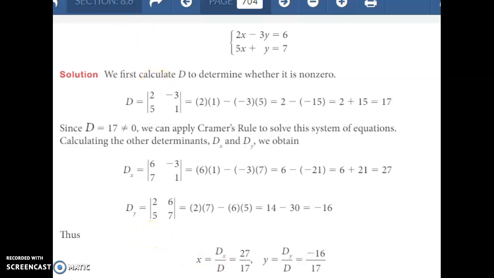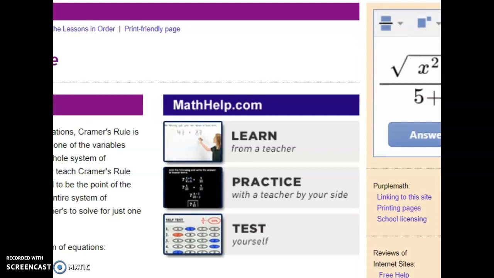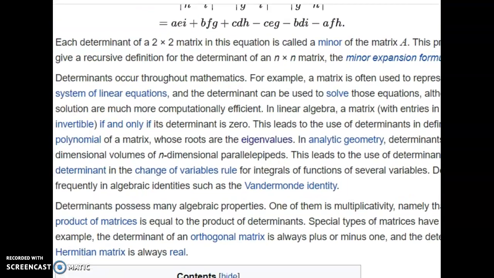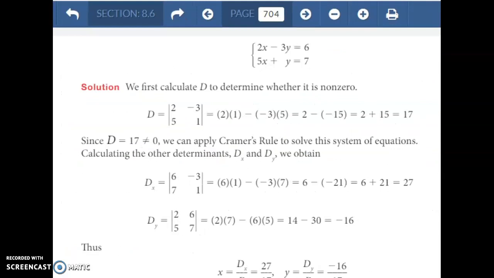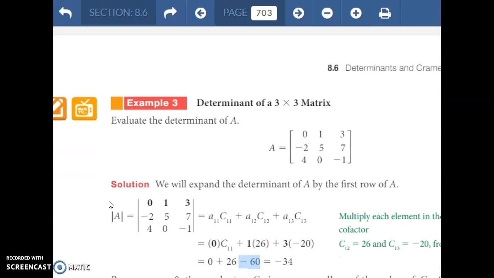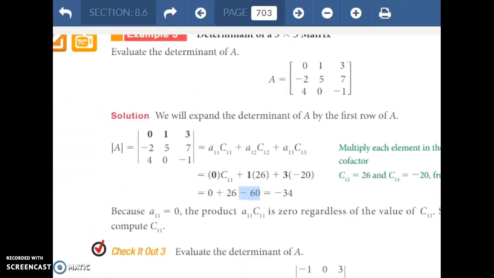So I looked that up too, and I came up with this one for the explanation for Cramer's rule, which says, given a system of linear equations, Cramer's rule is a handy way to solve for just one of the variables without having to solve the whole system of equations. So that especially becomes important if you have like 5 variables with 5 equations and you only need to figure out one of them. So anyway, I just showed you how to do the determinant, and as I said, I spared you Cramer's rule. So here's the determinant actually. All right, that's it for this chapter because I'm going to skip the other 2 sections.